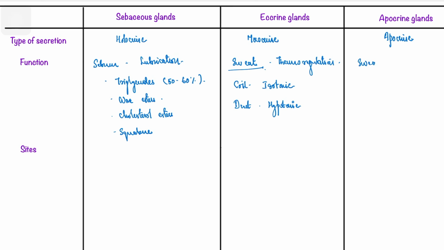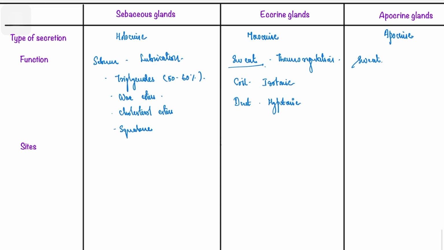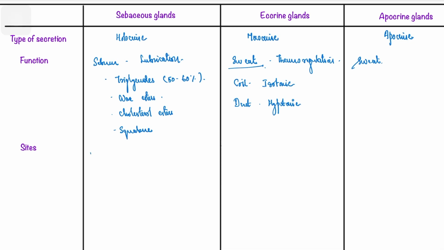And the apocrine gland also produces sweat, and it also plays a minimal role in thermoregulation. And where are these situated? These sebaceous glands are situated everywhere except on palms and soles. Except on palms and soles, they are situated everywhere.